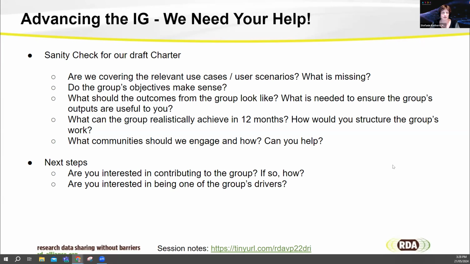And then later on, what can we actually realistically achieve in 12 months? How should we structure the group's work? What would you suggest? What communities should we engage in? How?